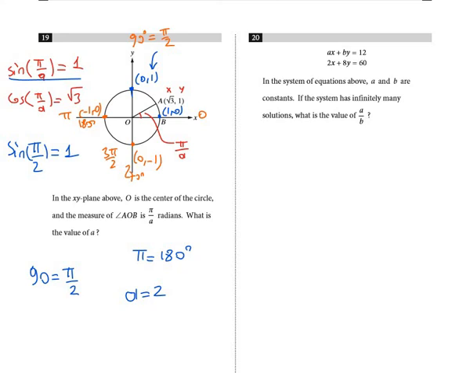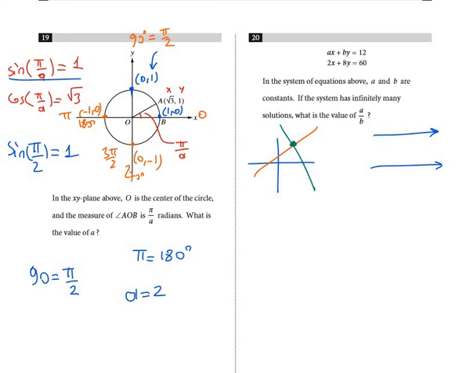Question number 20. This is the last question of this part. In the system of equations above, a and b are constants. If the system has infinitely many solutions, what's the value of a over b? So let's review 3 situations. If we have only one solution, it means 2 lines are intersecting at some point, like this. If we have no solution, it means 2 lines are parallel. They are not intersecting at any point.